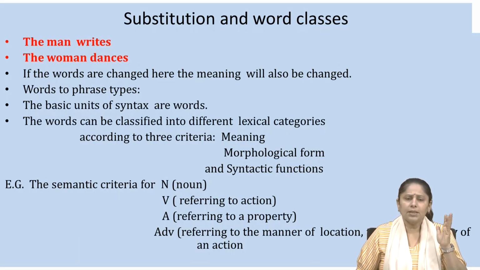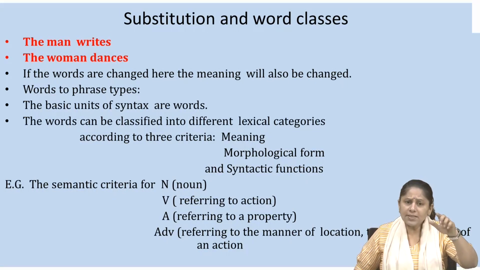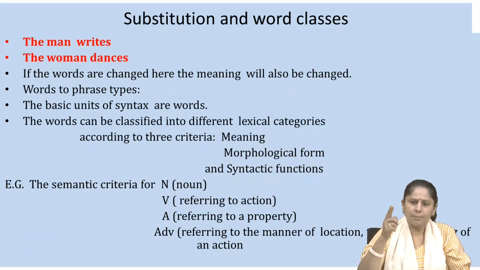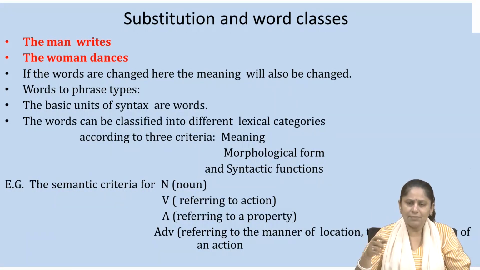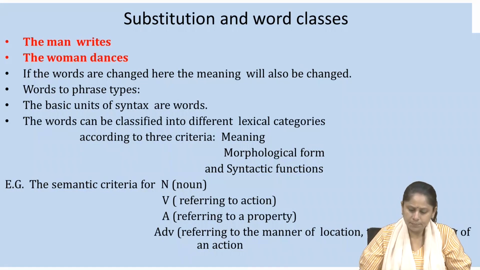As for example, the semantic criteria: N is noun, V is verb, A is for referring to a property, for adjective as well, and adverb shows the manner, location, time, place, and action. So all these, N, V, A, and adverb, will naturally be mentioned in the sentence when the sentence is studied. These are parts of syntax also, because as we discussed, grammar is also a part of the study of syntax.